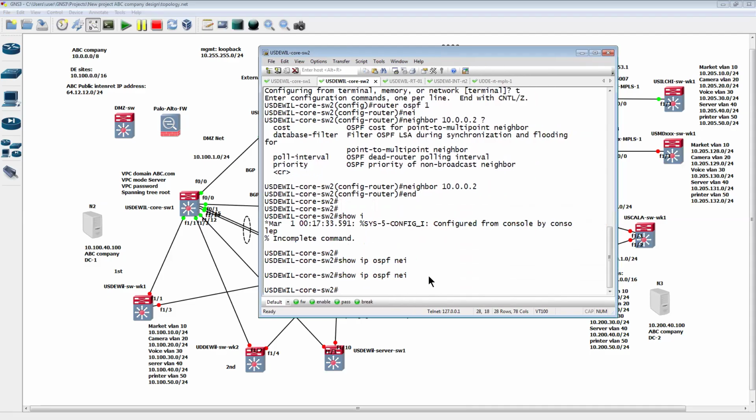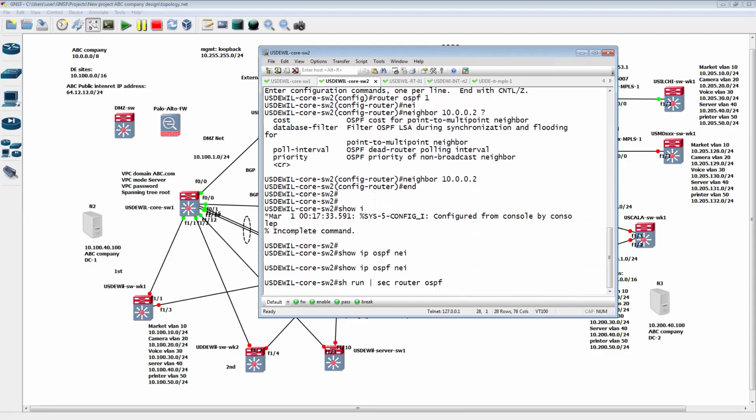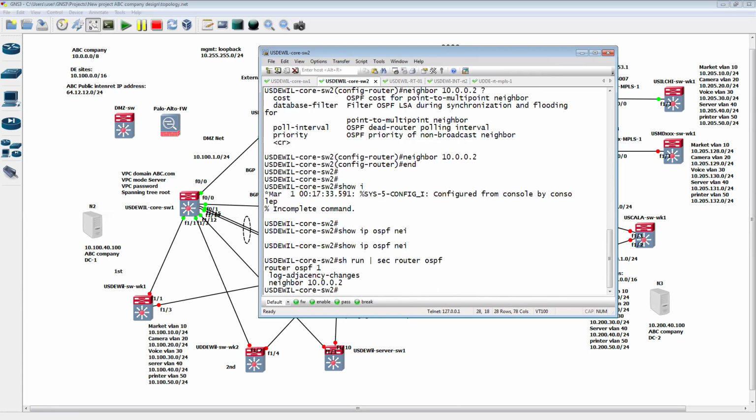So what could be the issue? Are we missing something? Okay, let's go back to review again. Show run section router OSPF. You see what we have in here. So what is here? Oh, we don't have a network command. That's why it's not working, because we don't have a network command yet. That means which networks you want to advertise.